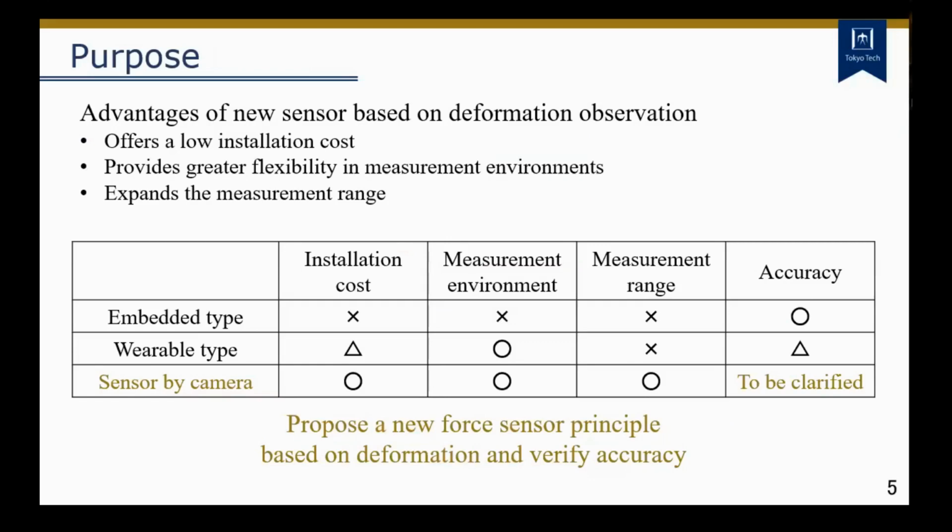There are three advantages of a new sensor based on deformation observation. First, it offers low installation cost. You can measure with just a camera. There is minimal or no need for additional cost. And second, it provides greater flexibility in the measurement environment. So changing the measurement location or measurement target is very easy. And third, it expands the measurement range. Unlike conventional embedded or wearable devices, the entire area captured by the camera is a target for measurement.